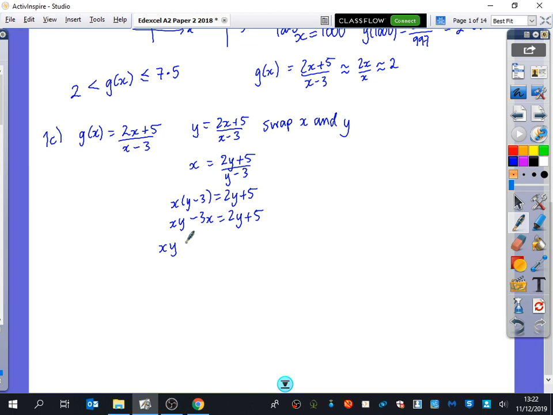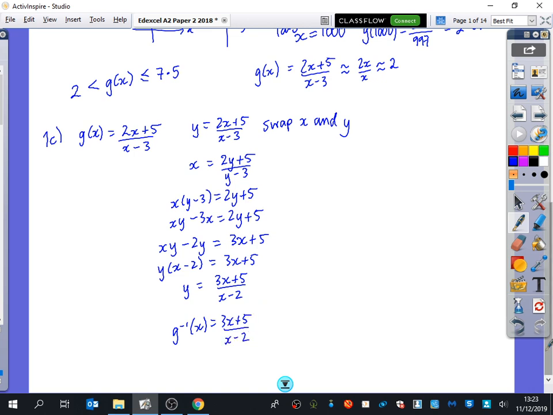So I have xy minus 2y equals 3x plus 5. I'm going to factorize, so I have y outside the front. And then I'm going to divide by x minus 2. So I get 3x plus 5 over x minus 2. So that tells me that my inverse function is 3x plus 5 over x minus 2.